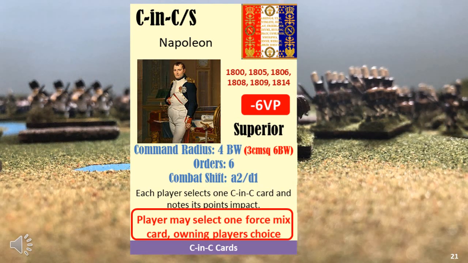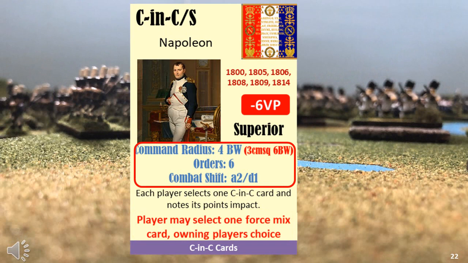One benefit of selecting a CNC is that you can go through your 54 card deck and select any force mix card you may wish. This means one force mix card is not randomly selected and that player has more control over his initial forces. If you selected an inferior commander-in-chief, the opposing player can do the same. Thus, it's possible for a player to select 2 cards in this manner, assuming he selects a superior CNC and his opponent selects an inferior CNC.